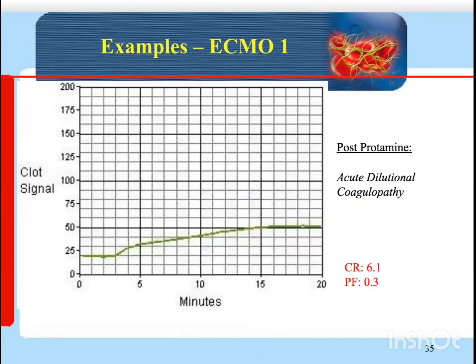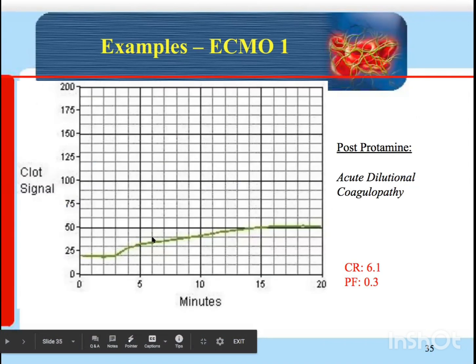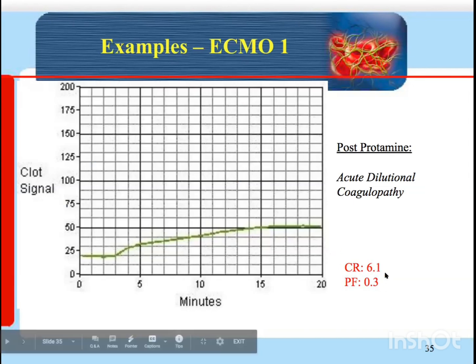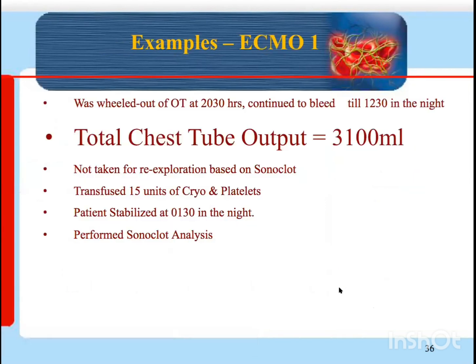So this is the acute dilutional coagulopathy. You did not see a peak. There is no clot formation happening here. Your clot rate is high. It is 6.1. It is not happening. And your platelet function, which comes down on the peak, is low. It is 0.3. So clearly, this is a dilutional coagulopathy with thrombocytopenia. So your patient needs platelets and also fresh frozen plasma, but not cryoprecipitates.